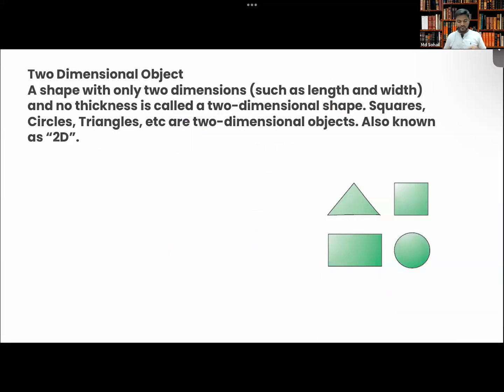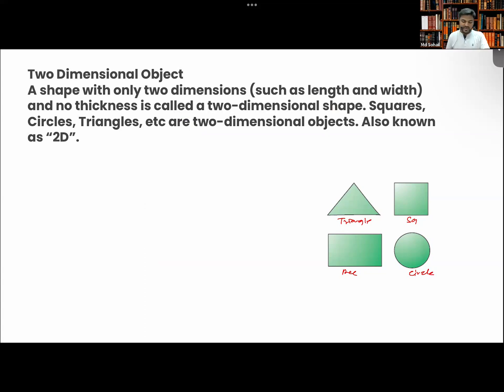Okay, so here you can see figures like triangle, square, rectangle, and a simple circle. None of them have any thickness. They are simply 2D figures here. Getting it here?